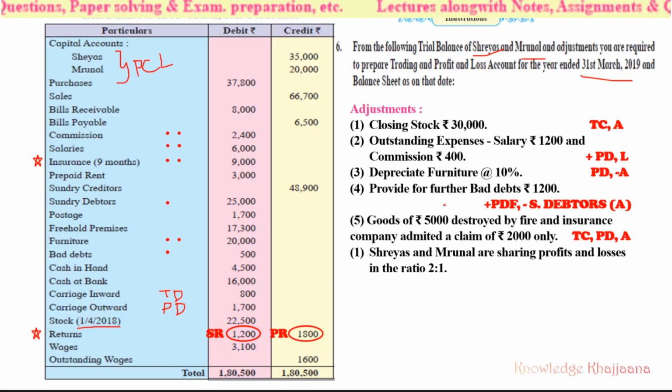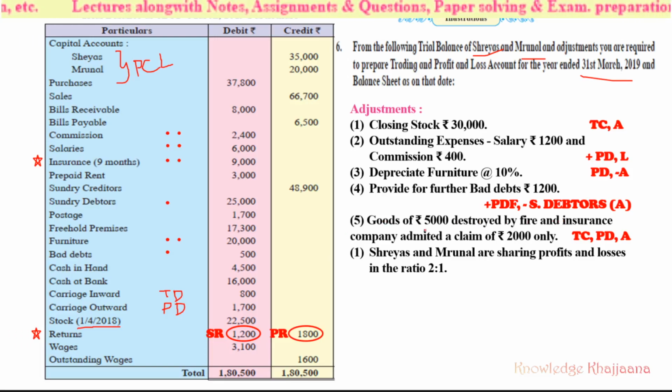Then provide for further bad debts rupees 1200. Okay, new bad debts. So new bad debts will be added to the old bad debts on the profit and loss account debit side. So against old bad debts we will make one mark, and that much of bad debts will get deducted from the sundry debtors on the asset side of the balance sheet. So we will make one mark against sundry debtors, okay, in the balance sheet. Sundry debtors at asset side.